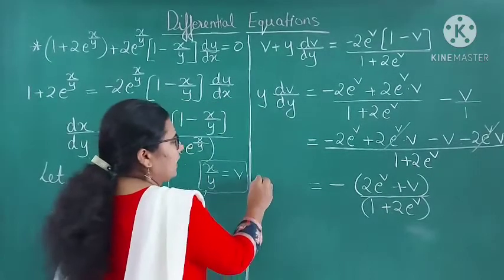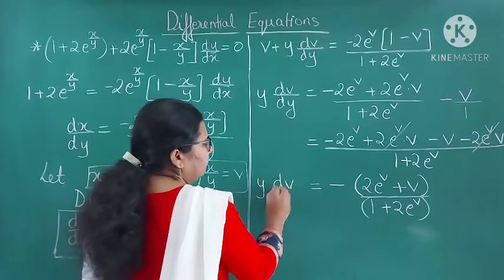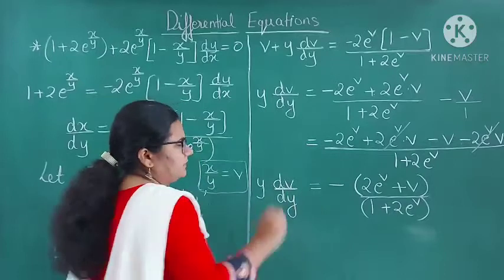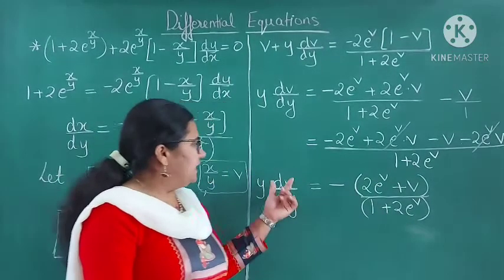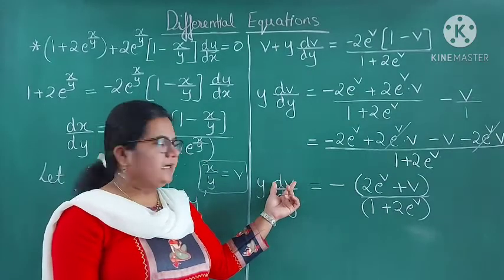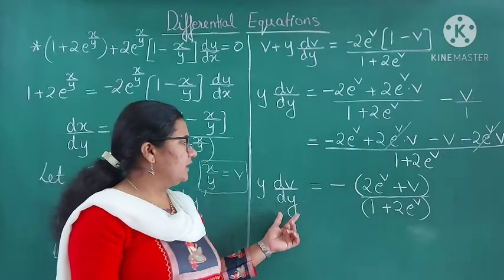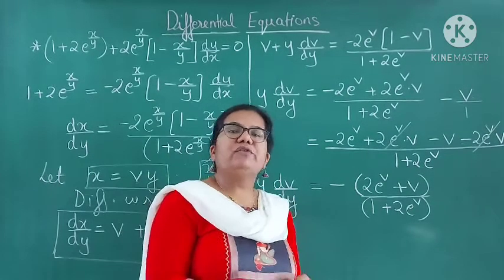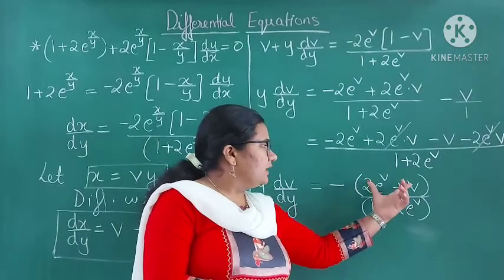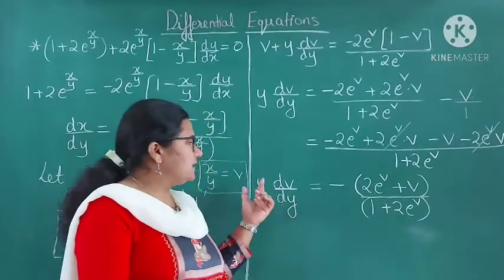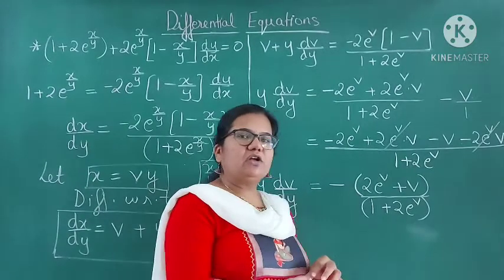And this side what you have, y into dv upon dy. Yes, so these are all the terms of v. dv is in the numerator this side and dy is the denominator. So after this what do we do? We do variable separation form, right? So the terms on v we will take on LHS and the terms on y we will take on RHS.